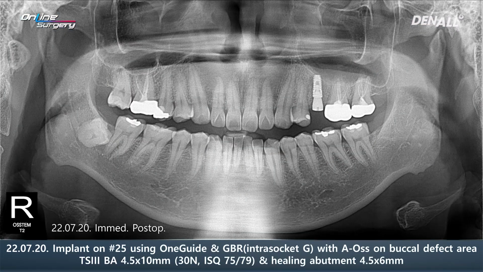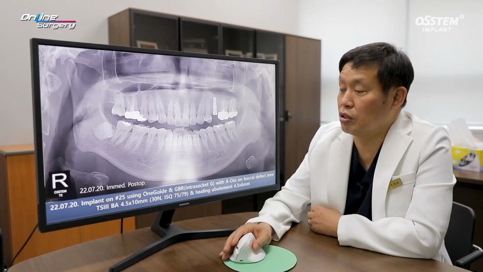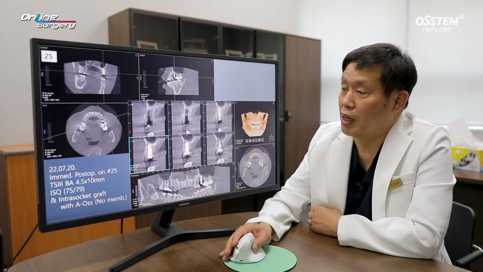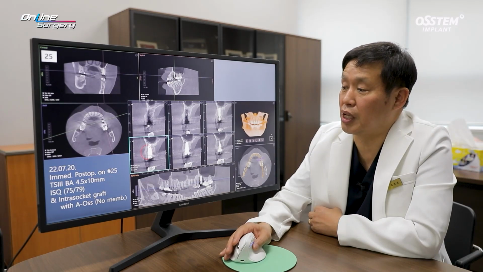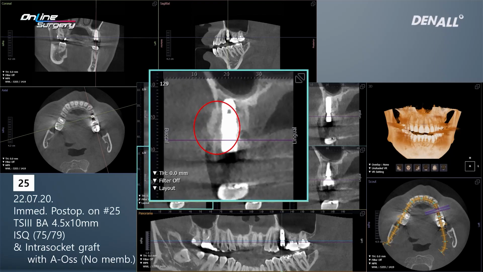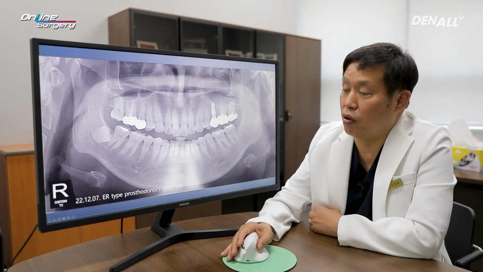Immediate post-op image. You can see that it is slightly in contact with the sinus floor. A Oss was used to do an intra-socket graft in the buccal wall area. TS3B, a 4.5 by 10 mm implant, was used, and primary stability was favorable. The ISQ values were 75 and 79, and the healing abutment was connected. This is the immediate post-op CT image. The implant was placed like this. In the intra-socket, A Oss was used for bone graft. In the area where there used to be a buccal wall defect, the bone graft was placed.